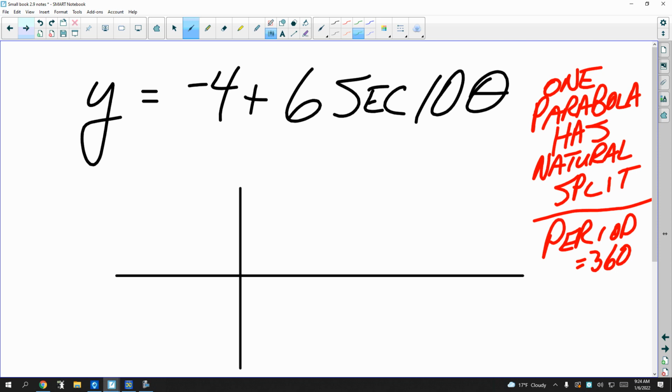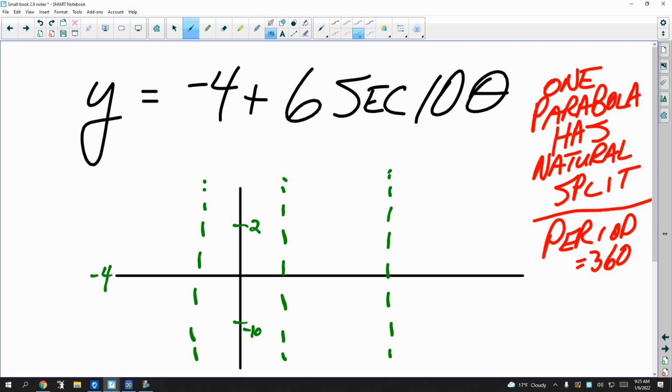Ready? Okay, so I gave the hints in red ink. One parabola has a natural split. One parabola doesn't. So the left one has a natural split. The other one doesn't. And we're back to 360 because secant's the same as cosine. Okay. So -4. Then I'm just going to not do 6 marks, but I'm going to go up to 2, and I'm going to go down to -10. So far, so good.